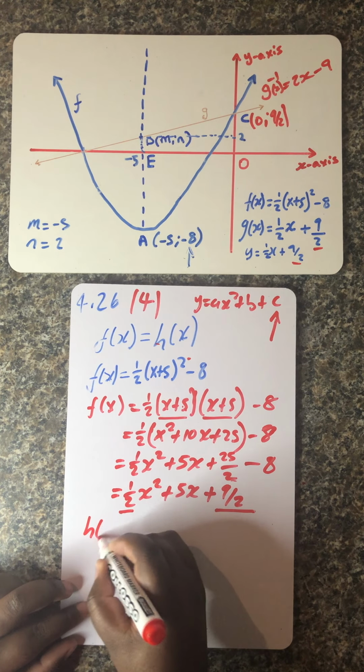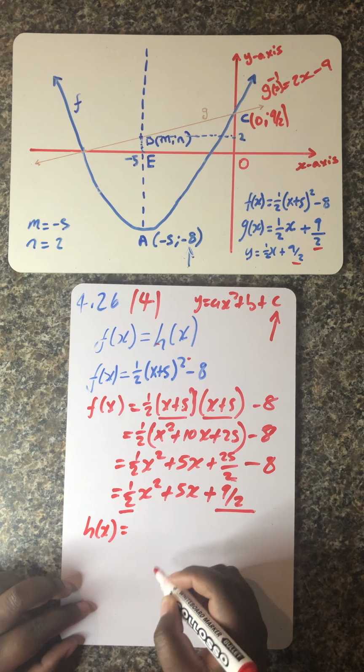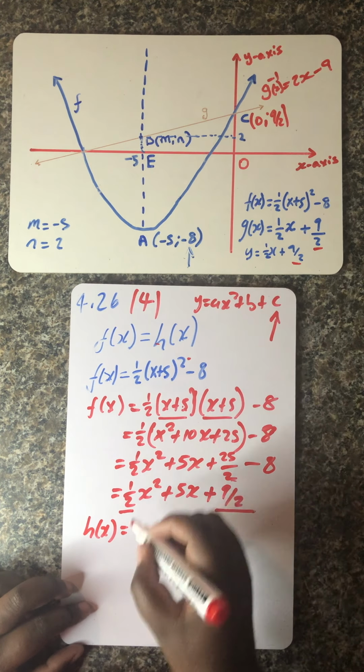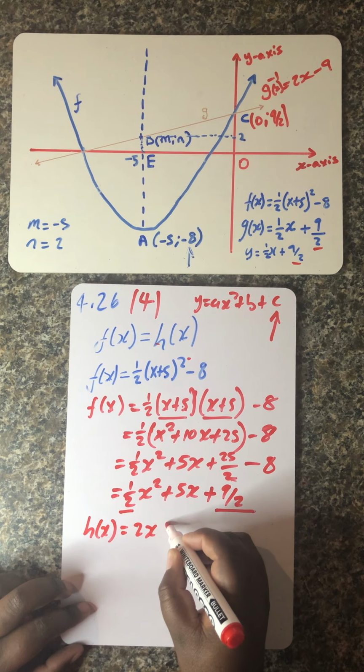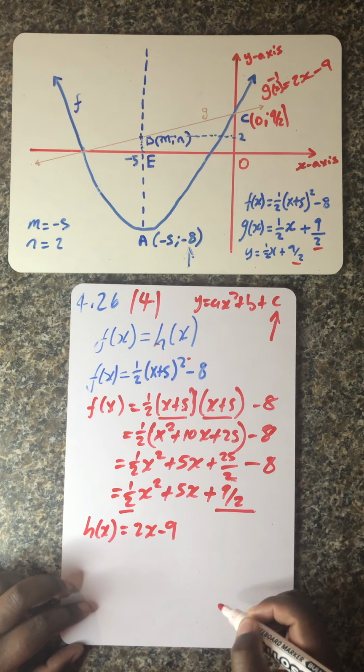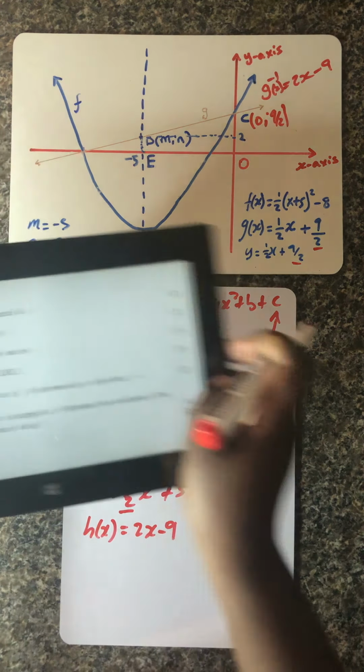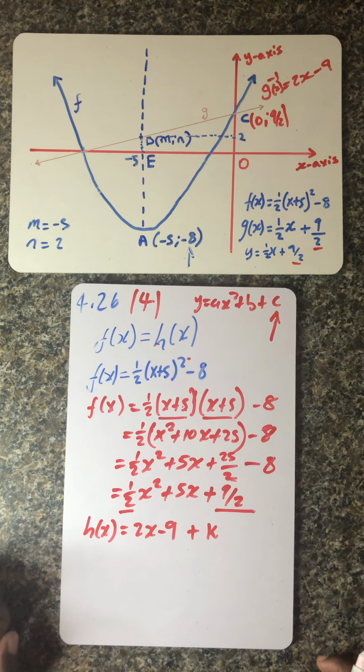So that means h of x is equal to the inverse of g. We know it's 2x minus 9. Okay, but remember, they say h of x is equal to the inverse of g plus k. Let me just do this so that you're able to see. So that means we have to add k there. All right, I hope you're able to understand.